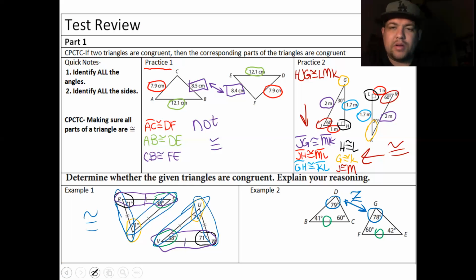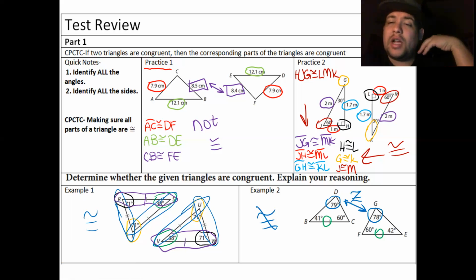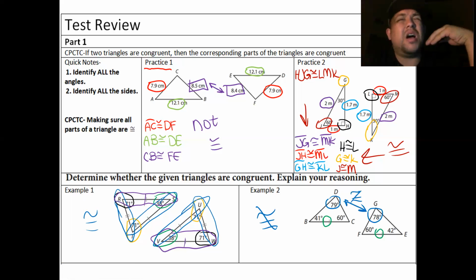So just looking at that, we're only giving one side and one angle. These would definitely not be congruent. Okay, I know you guys have done a lot of review on this, so I'm not too worried about you guys. The next video that I have will go over that with you. So let's look at the second part. Let's go ahead and continue.